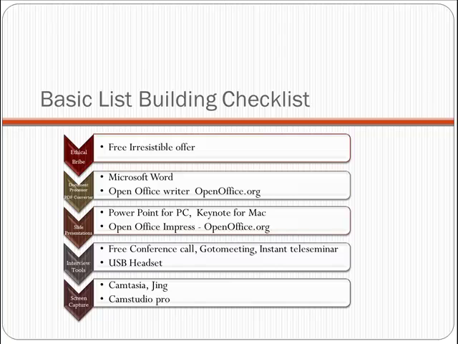Continuing on with the checklist, you're going to have a free irresistible offer. We talked about that a little bit, and we're going to really get into more detail. You're going to need a document processor and a PDF converter. So if you wanted to create an ebook or a special free report, my suggestion is to get Microsoft Word to use that. You can use OpenOffice Writer, which is an open source free one. You can go to openoffice.org and find that.